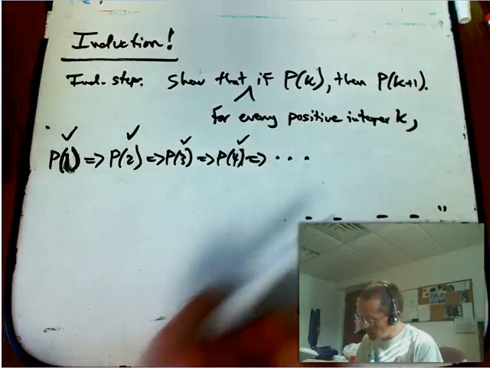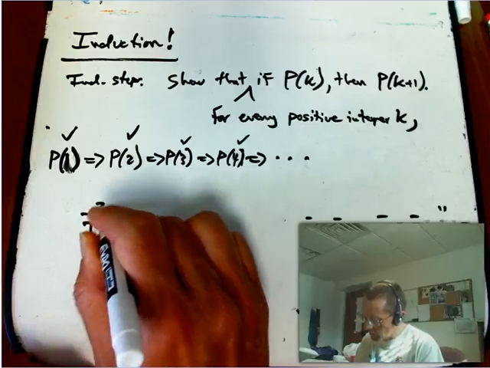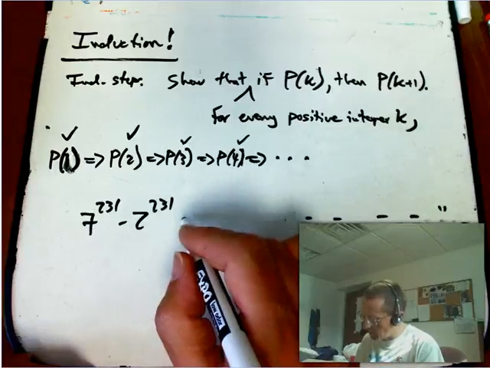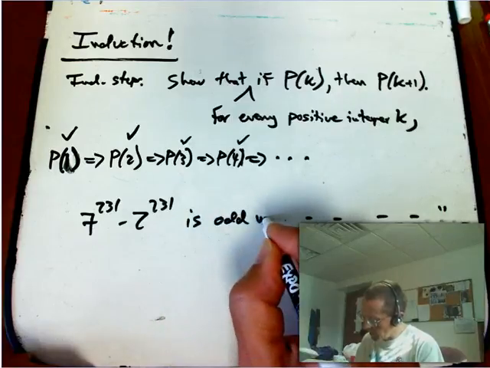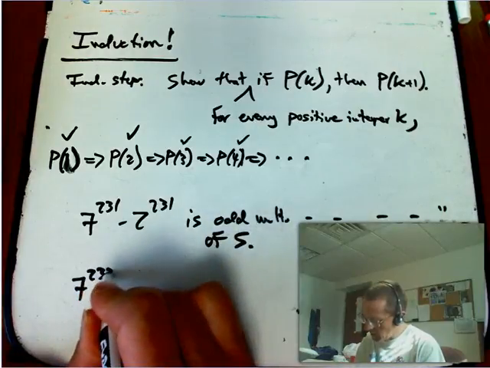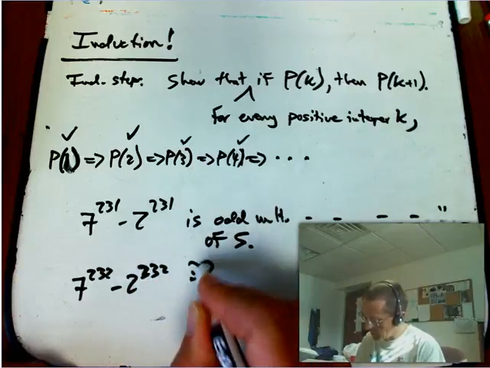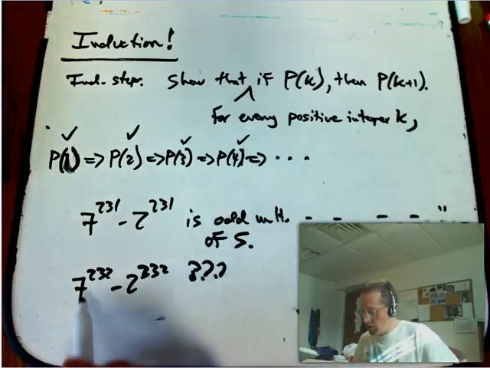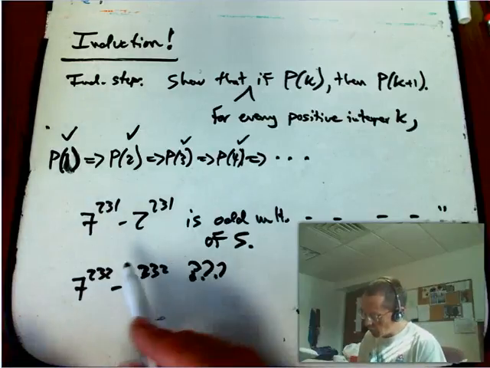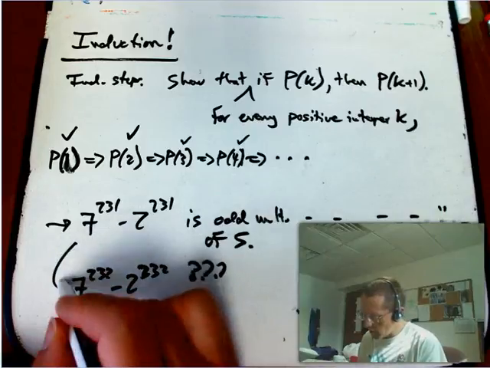The way I like to say it is often just practically, suppose somebody checked that 7 to the 231 minus 2 to the 231 is an odd multiple of 5. Is there an easy way to check, if we trust that calculation, that the same is true for 232? And I'll show you that there is an easy way. If that's true, then this is good. We're going to trust that somebody did it for 231, and then we're going to know it's true for 232.